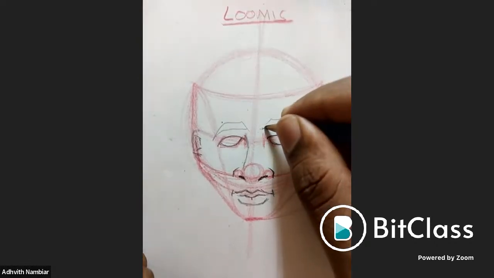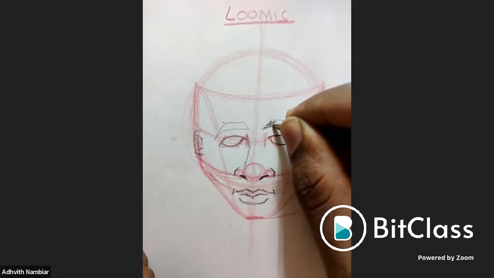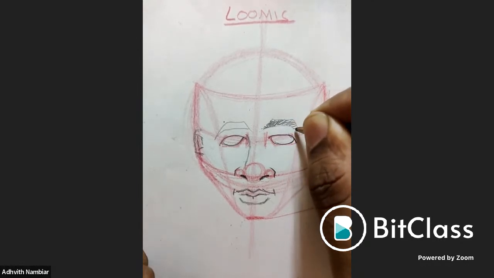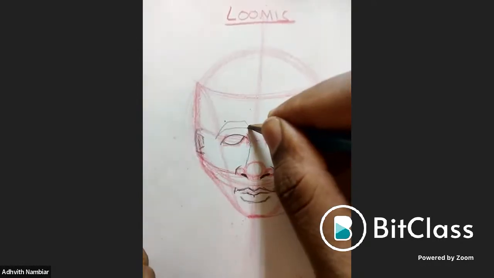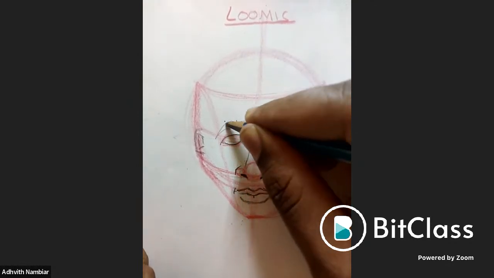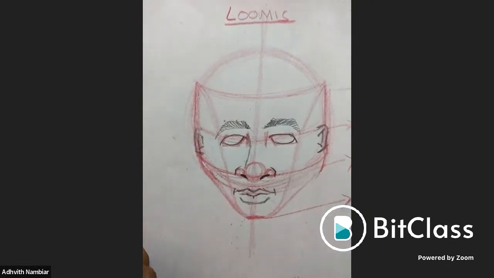Now I'll just fill out the eyebrows. Remember one thing, okay? Right side eyebrow, hair should be pointing towards the right. Left side eyebrow, hair should be pointing towards the left. Easy to remember that. Okay.